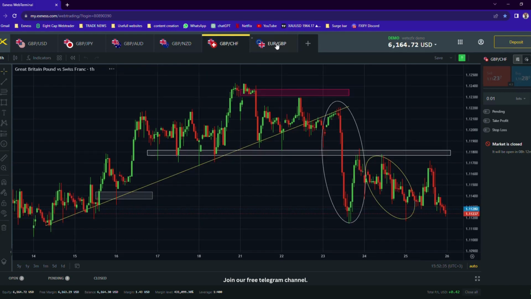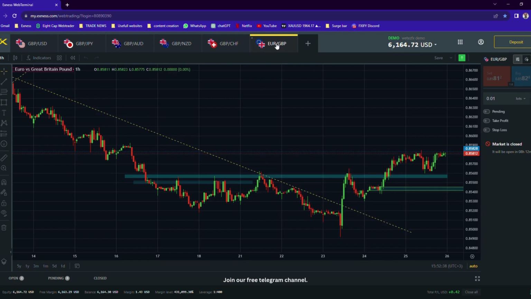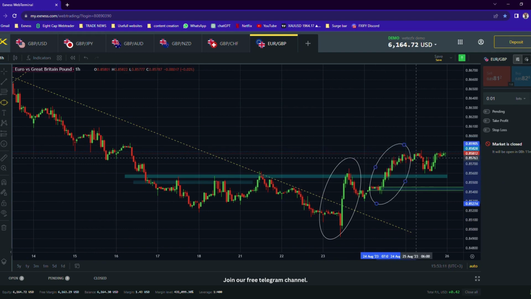So lastly, we are going to look at Euro GBP. So Euro GBP has GBP as the quote and Euro as the base. Now this is going to be a negative correlation, which means if GBP has an impulse move to the downward side, Euro GBP will have an impulse move to the upward side. And as I'm going to label right here, you can look at on 23rd, let's label that white, and you can look at on 24th, and let's label that yellow.